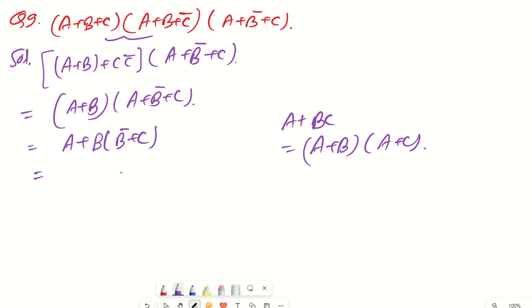Now if you expand them, then what are we going to get? a plus b b bar plus bc, and b b bar is 0, so we can write it down as a plus bc. So the complete solution for this expression is this one. Okay.